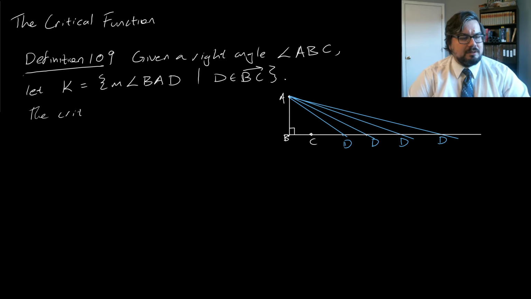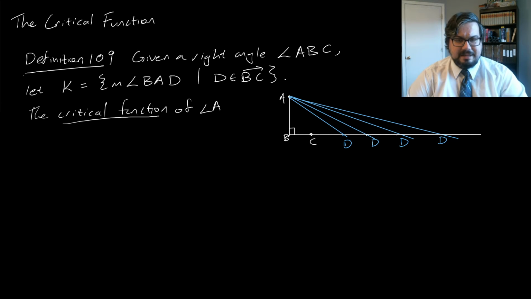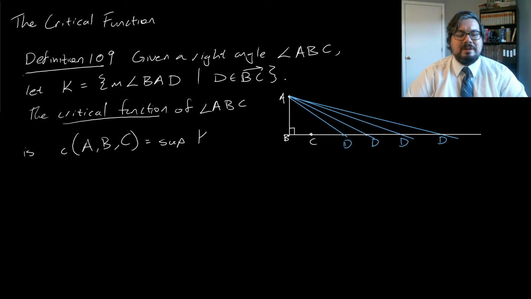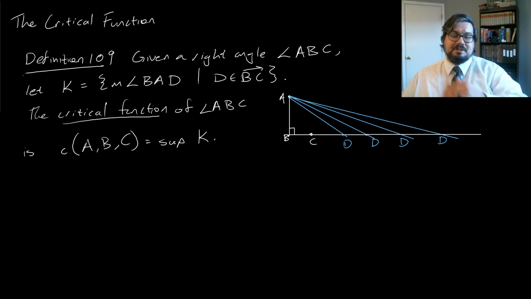The critical function of the angle ABC is denoted little c of the triple ABC, and it's defined to be the supremum of K. You look at all these angles that are made by B to A to D, where D is some element of the ray BC, and you get a bunch of angle measurements there, and you take its supremum, and that's going to give you the critical function.